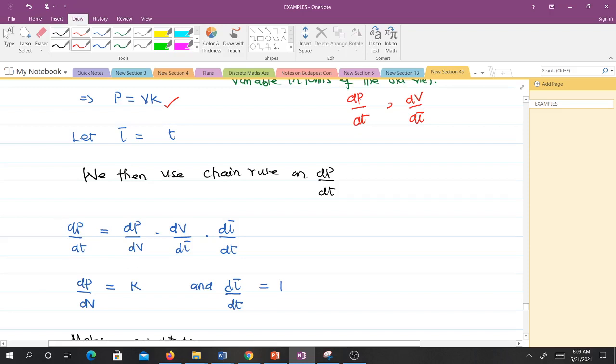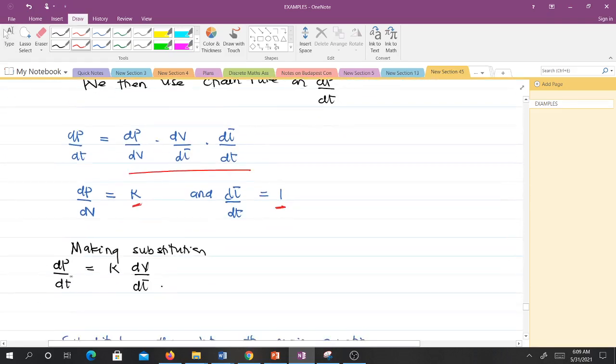So you can see that when you look at the right hand side, it is the same as dp/dt. We have p equal to v times K and tau equal to t. So that means we can find dp/dv, and dp/dv will be equal to K, from here. And dtau/dt will be equal to 1. So that means we can make substitution here. And when you make the substitution, we will get dp/dt equal to K dv/dtau.